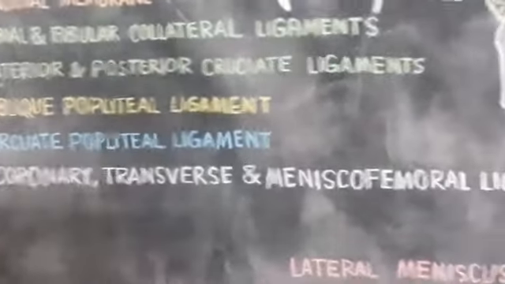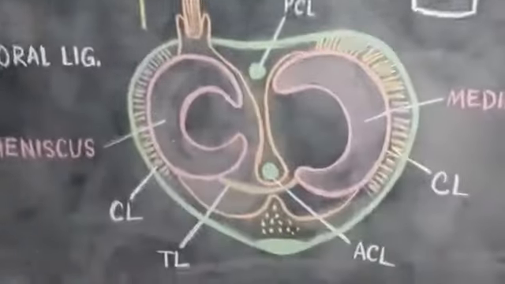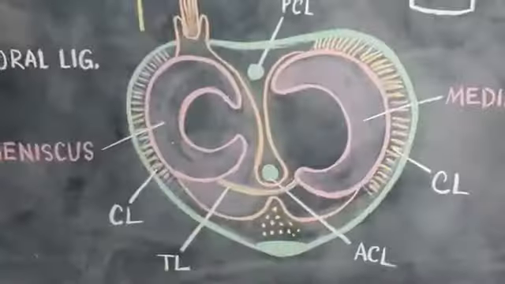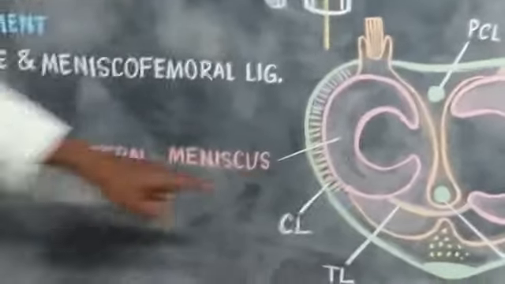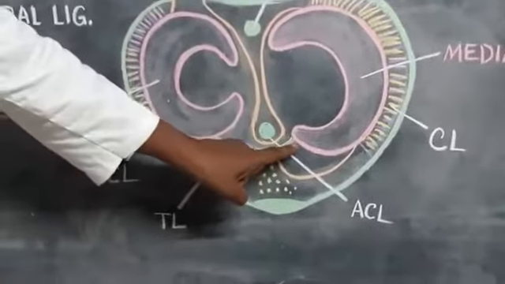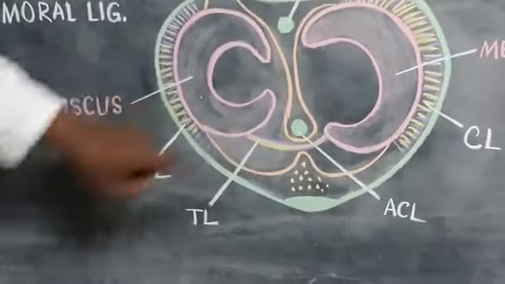The coronary ligament is derived from the capsular ligament and attached to the peripheral margin of the meniscus, both medial and lateral meniscus. Another ligament is the transverse ligament. It connects the anterior horn of the medial meniscus to the anterior margin of the lateral meniscus.